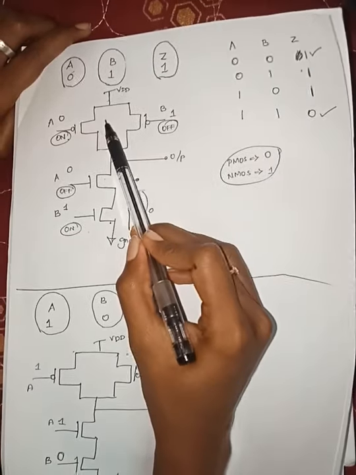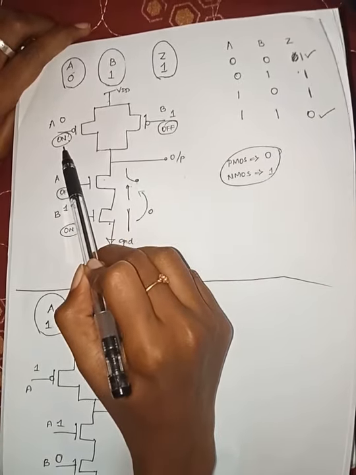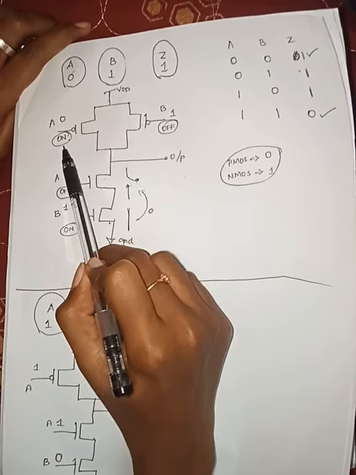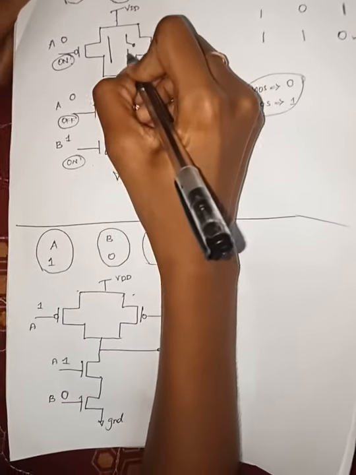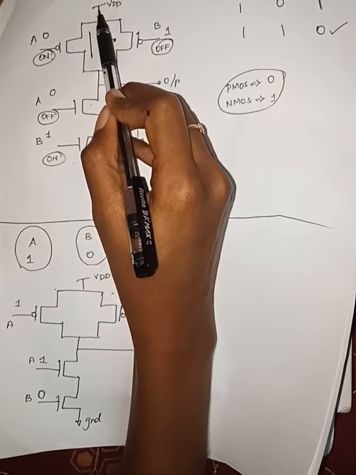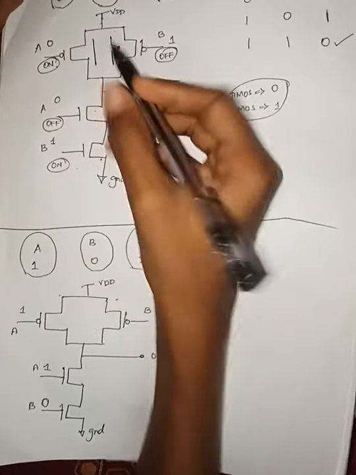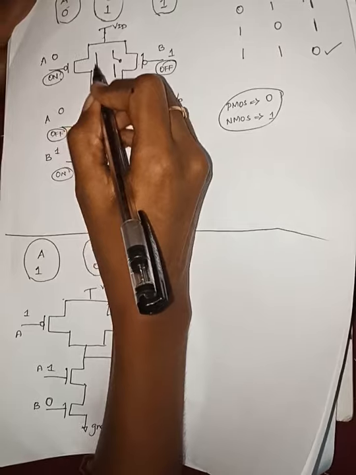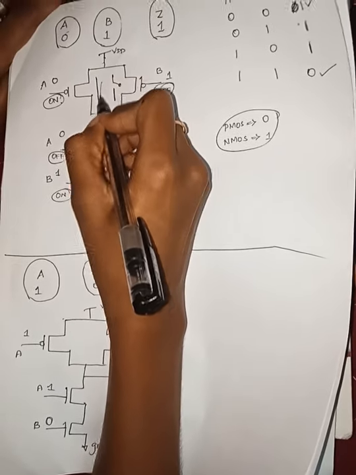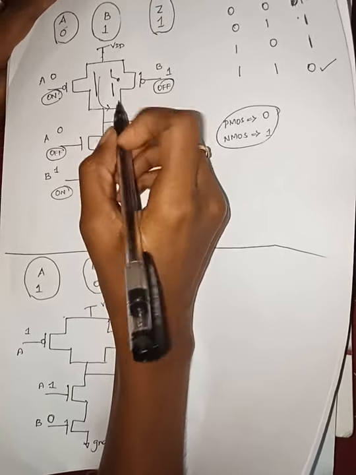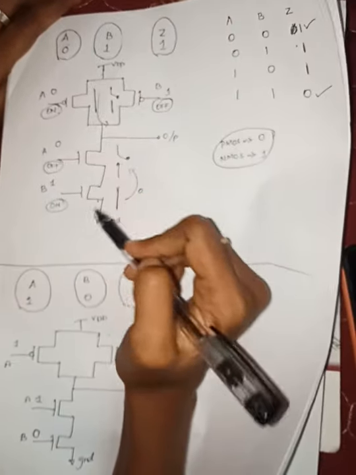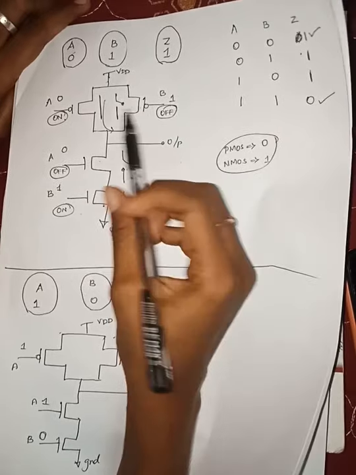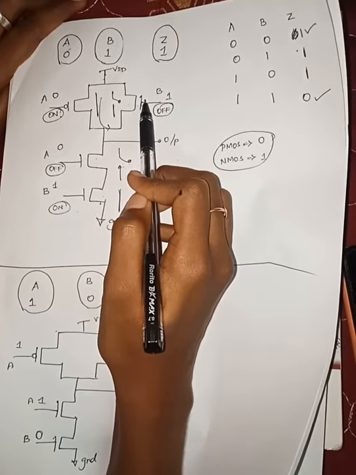Now in the pull-up network, this A transistor is on and this B transistor is off. So this A transistor is short circuited and this B transistor is open circuited. So VDD, that is 1, will pass through this A transistor to the output. Here it is in parallel connection.